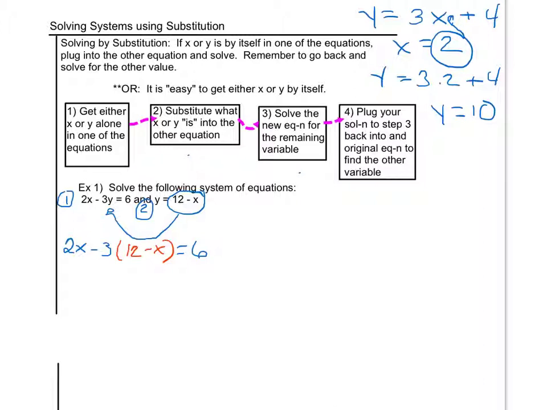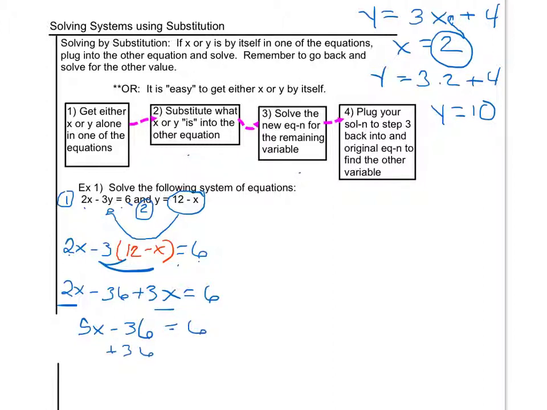So notice the only thing that changed is the y. Everything else remained the same. Now from here, it's just solving a basic linear equation. So I'll start by distributing my minus 3. 2x minus 36 plus 3x. I'll combine my like terms on the left. 5x minus 36 equals 6.